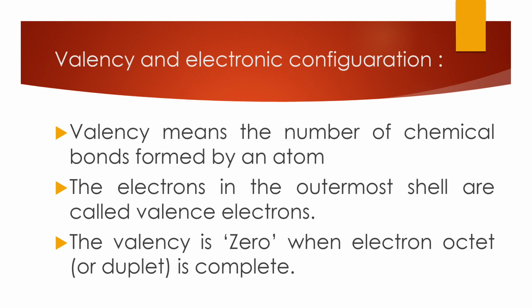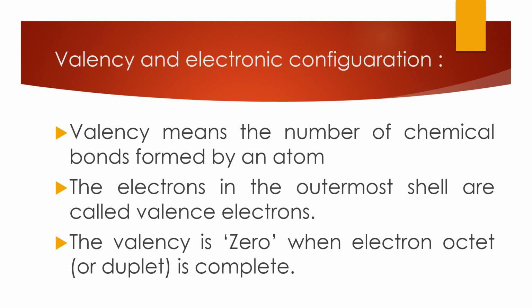Now the next is valency and electronic configuration. Valency means the number of chemical bonds formed by an atom. Suppose you take the example of carbon. How many bonds can carbon form? That is the valency. If carbon can form 4 bonds, then the valency of carbon is 4. If, for example, carbon can form 2 bonds, then the valency is 2. So valency is the number of chemical bonds formed by an atom.